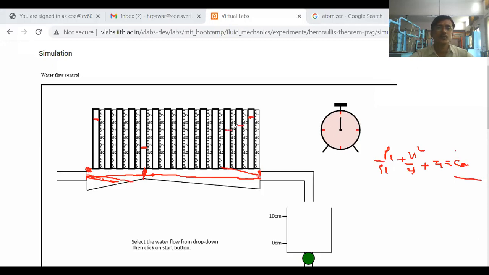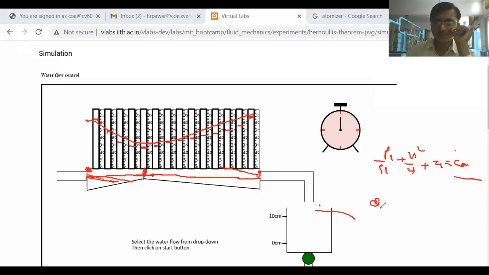So if you observe it carefully, we can see a curve like this, right? Concave, this kind of shape curve, it can be observed in this piezometric tube. Here in the piezometric tube, we measure the pressure head. How we measure the velocity head? Velocity head is measured with the help of measuring tank.